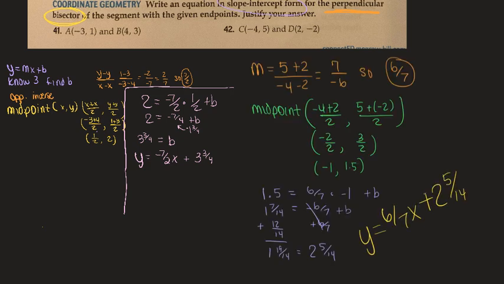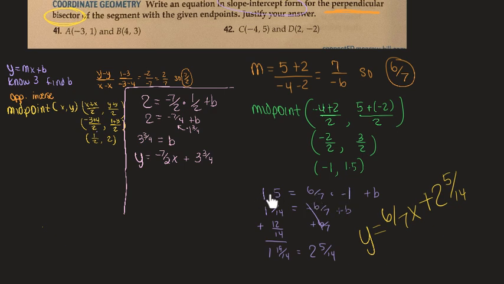All right, my final answer is y equals 6/7 x plus 2 5/14. My m was 5 minus -2 over -4 minus 2. So there was my slope, and then I took the opposite inverse. I found the midpoint: add the x's, cut it in half, add the y's, cut it in half. I ended up with -1 and 1.5. Then I did know 3, find b. Here's my y. Here's my m. Here's my x.